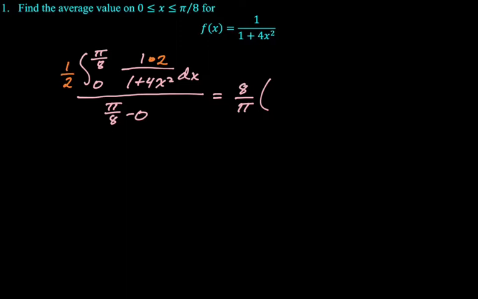Hopefully if you've been doing all the problem sets and practicing, you're getting to the point where you can do that on your own. If not, just do the u substitution. u is equal to 2x, 1/2 du is equal to dx, and go from there. But I have it balanced out, so the 1/2 stays, and it's a perfect arctan, so arctan of 2x. And then we're going from 0 to pi over 8.